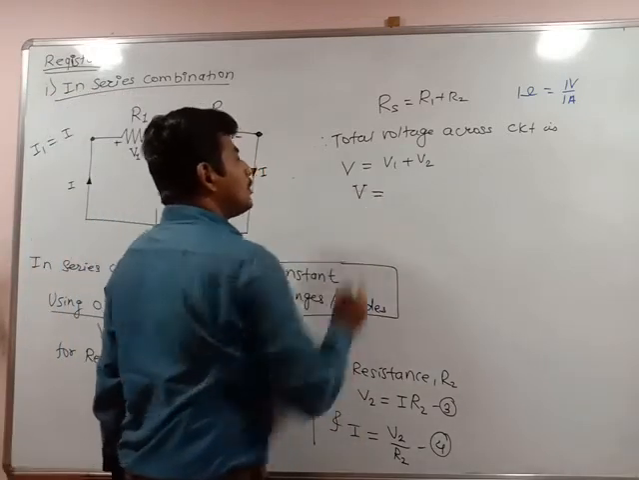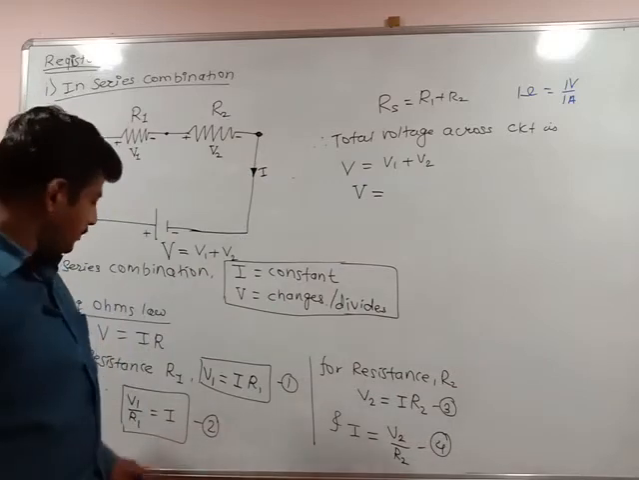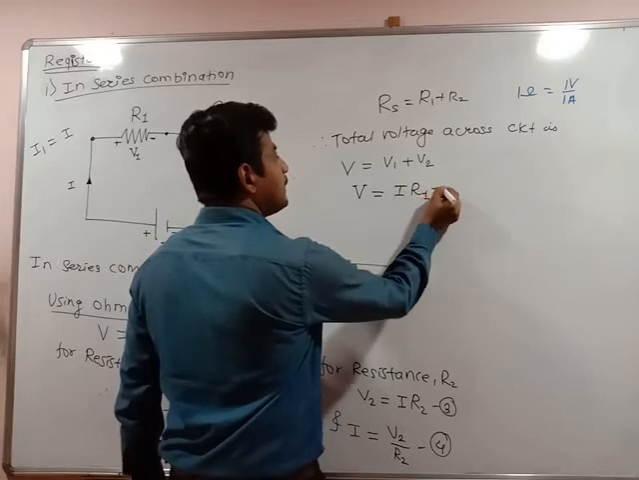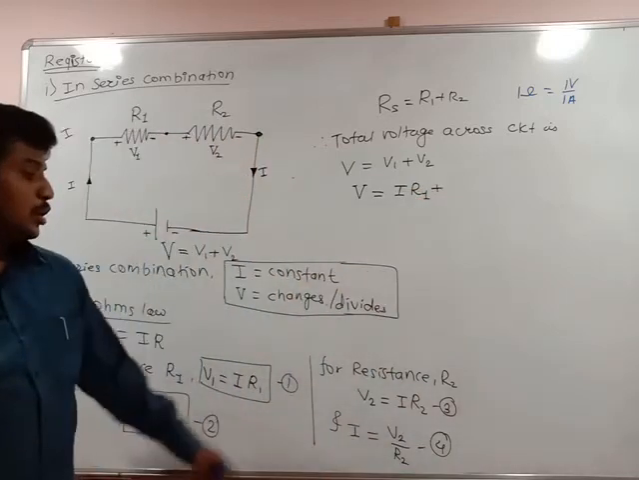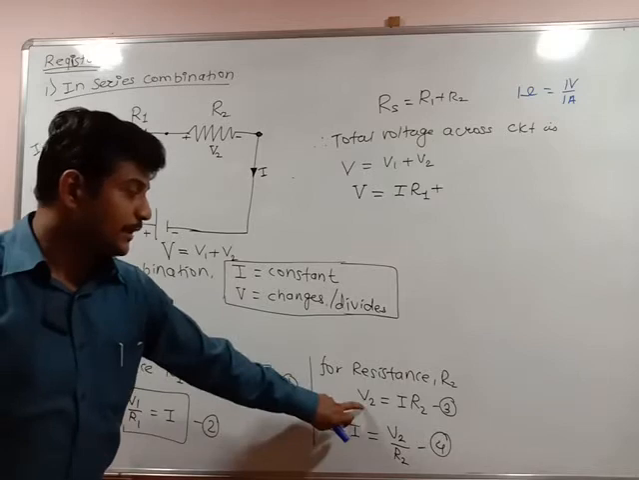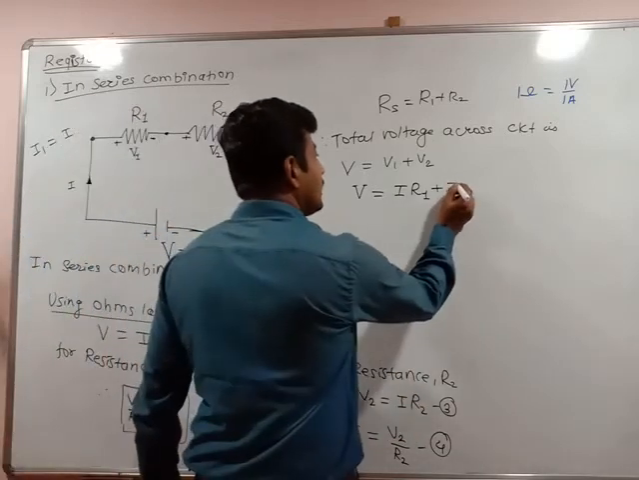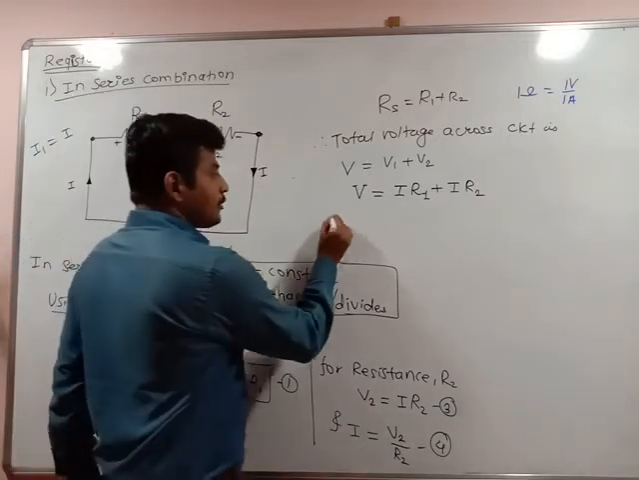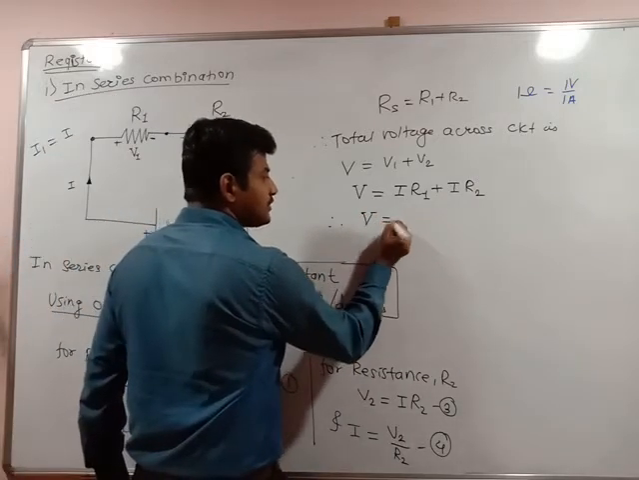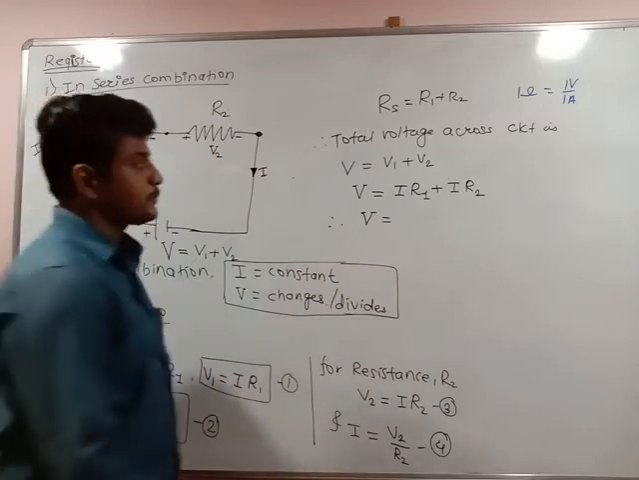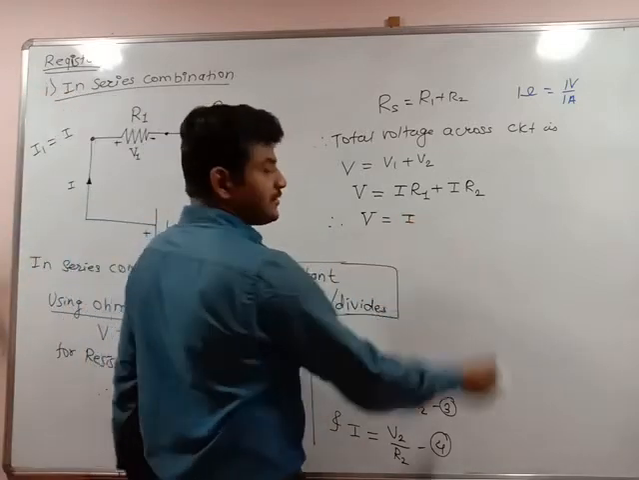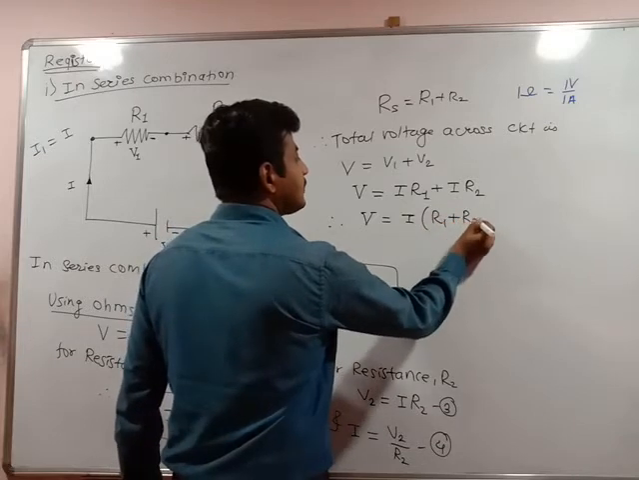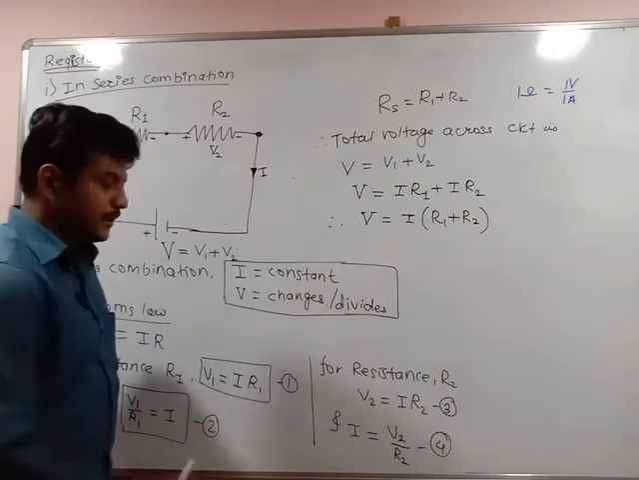So V is equal to, what is V1 here? V1 is I into R1, plus the voltage drop across resistance R2, which is I into R2. Therefore, the voltage drop across the whole circuit is V equal to I, taking it as common in brackets, R1 plus R2. This is equation 5.